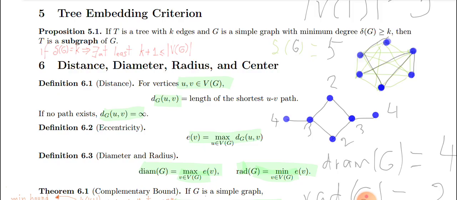Right. And building on that, we get a measure of how far away a single vertex is from the absolute furthest point in the graph. That's its eccentricity. Eccentricity, e(v).